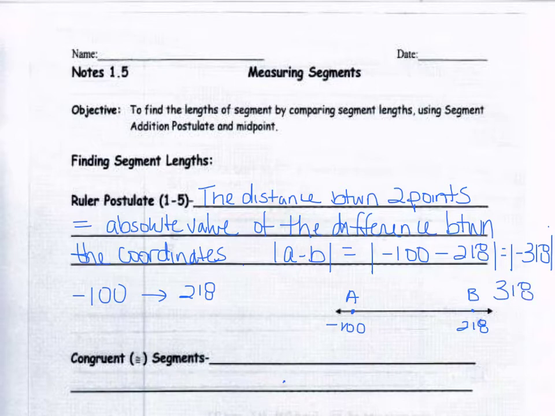And that's all they're telling you to do. Because all absolute value is for each number is the distance from 0. So the absolute value of 100 would be 100, and the absolute value of 218 would be 218. So put those together and you have 318. Okay, moving on.